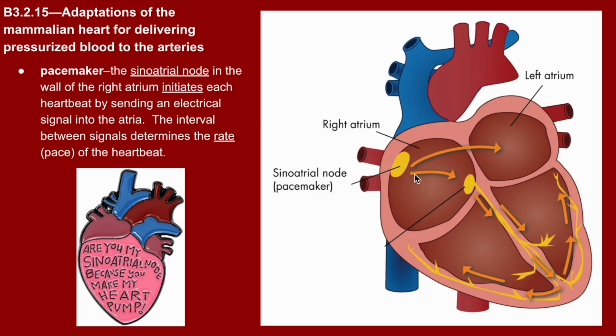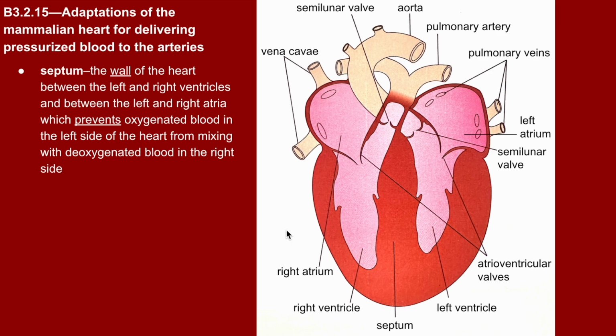Okay, the sinoatrial node is sending that electric signal. It will tell the heart when to speed up, when to slow down. Okay, right before you ask this other person, it might speed up a little bit, but who could say no to that one? All right, so again, the septum is this division between the two sides.